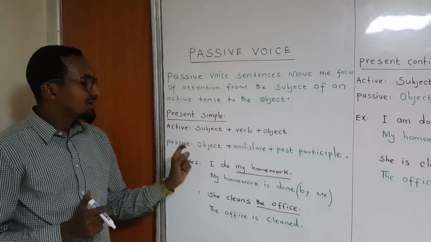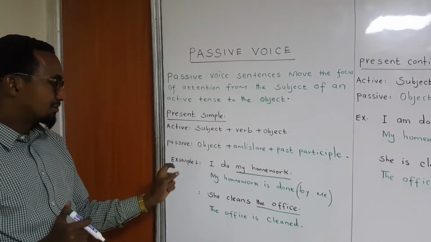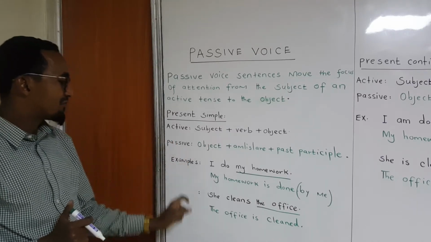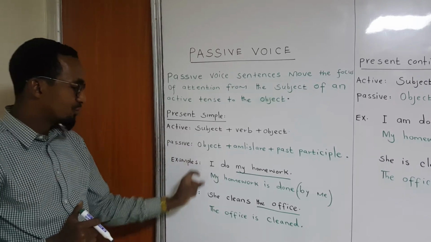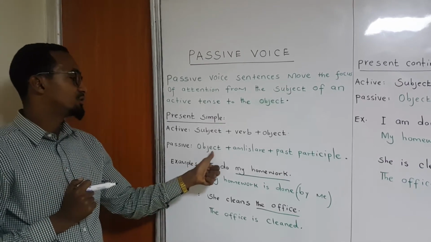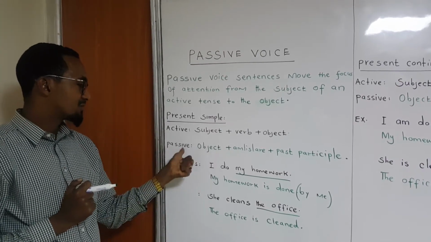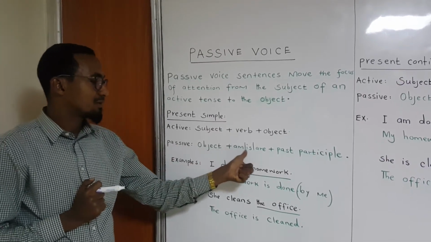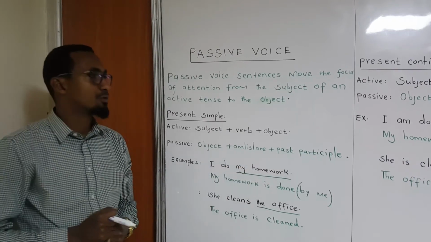These are very brief examples of the present simple. I hope these two examples are enough. One thing that you should understand is that you should only follow this formula: object plus am, is, are plus past participle.